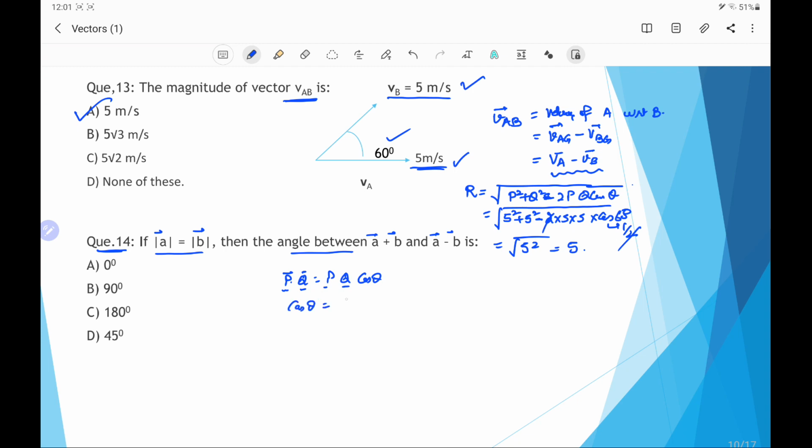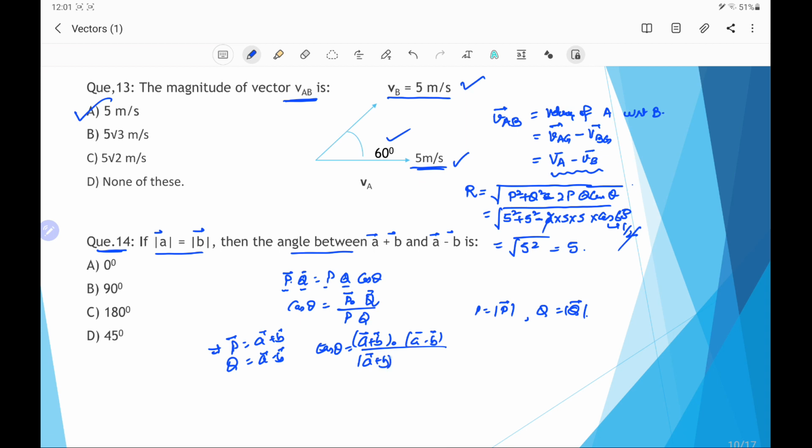Therefore cos theta is equal to vector P dot vector Q, here dot refers to the dot product, divided by PQ, where P is the magnitude of vector P and Q is the magnitude of vector Q. In reference to our question, vector P is vector A plus vector B, and vector Q is vector A minus vector B. Hence cos theta, the cos of the angle between them, is A plus B dot A minus B, divided by magnitude of A plus B multiplied with magnitude of A minus B.